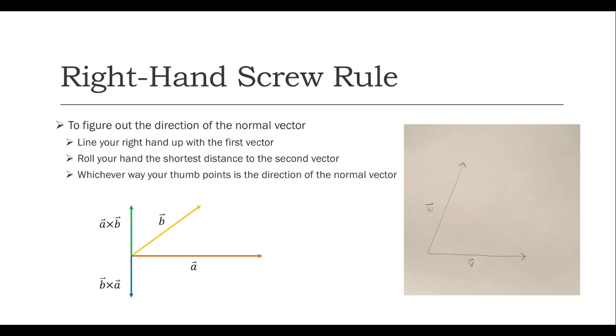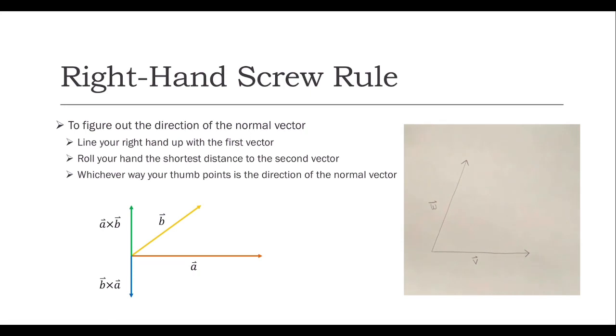So now we have our right-hand screw rule, which helps us figure out the direction of our normal vector. You would start by lining up your right hand with the first vector. So if you had V cross W, you'd line your right hand up with V. And then you want to roll your hand the shortest distance to the second vector. So we're crossing it with W, so the shortest distance is this way. When we twist that way, our thumb points up out of the page. So that would be the direction of your normal vector.